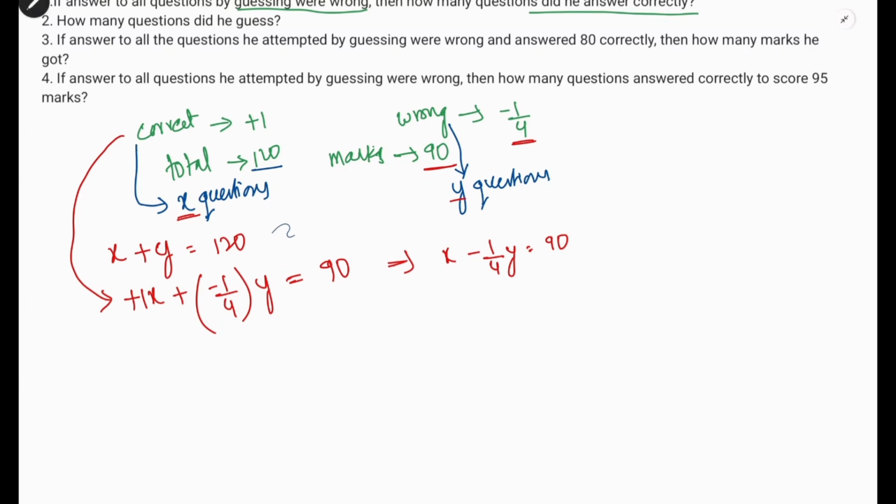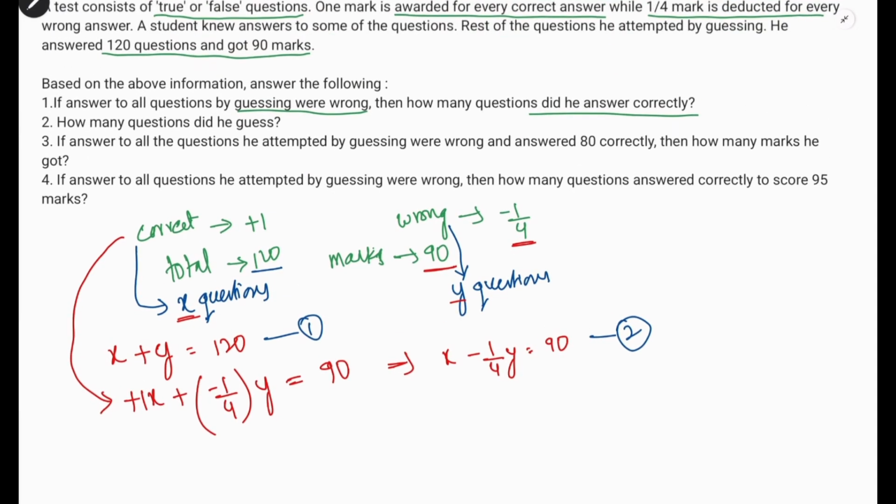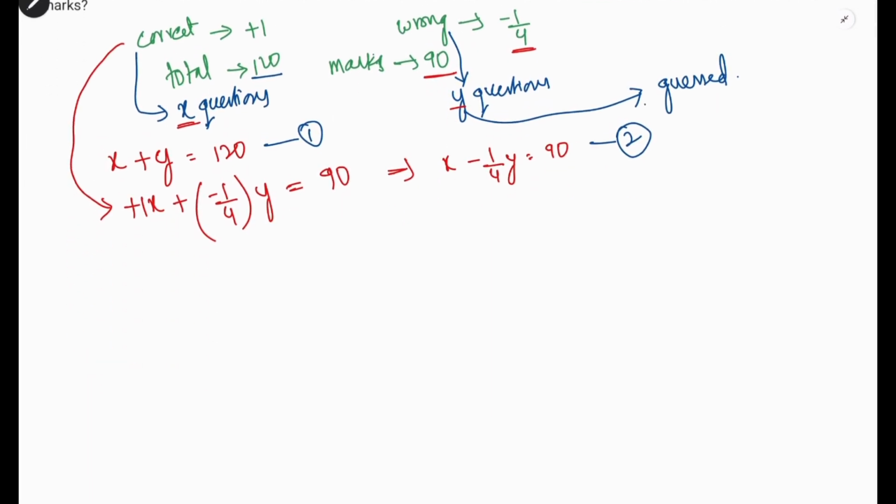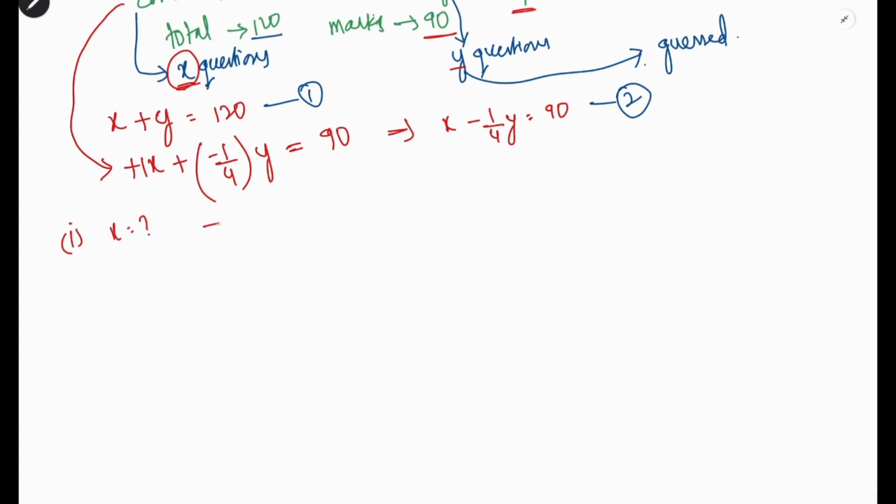These are the two equations we have got, the first equation and the second equation. What is the question given in the first one? If answers to all questions by guessing were wrong, that means he guessed these. How many questions did he answer correctly? So we have to find the x value here. There are two equations, so we will make the y variable 0 in the two equations.